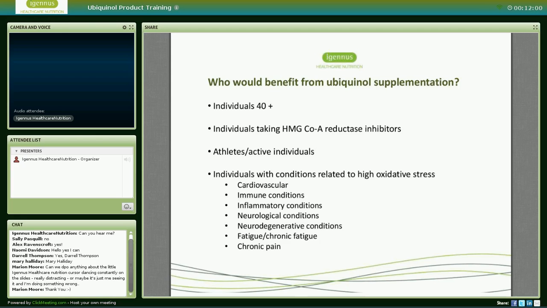We know that athletes or particularly active individuals have reduced levels of coenzyme Q10 and could benefit from increasing intake. And we also know that any individual with a condition where there is a high level of oxidative stress, so cardiovascular diseases, immune conditions, inflammatory conditions, and so on, could all benefit from increasing coenzyme Q10 intake.